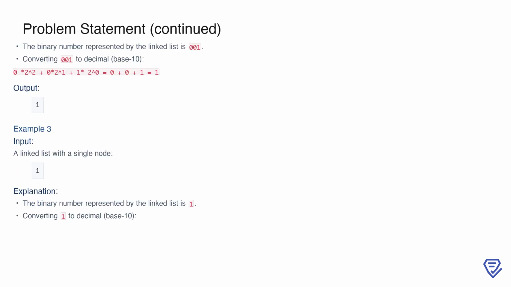Now consider another example where the linked list contains the nodes 0, 0, and 1. The binary number represented here is 001. When converting this binary number to decimal, the process remains the same. Multiply each bit by 2 raised to the power of its position. Starting with the most significant bit, we calculate 0 times 2 to the power of 2, which is 0, add 0 times 2 to the power of 1, which is also 0, and finally add 1 times 2 to the power of 0, which is 1. Adding these results gives 0 plus 0 plus 1, resulting in a decimal value of 1. Hence, the output for this example is 1.